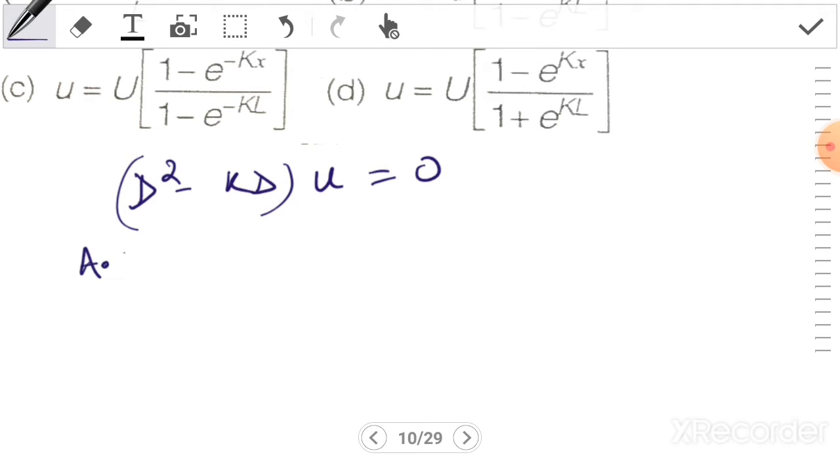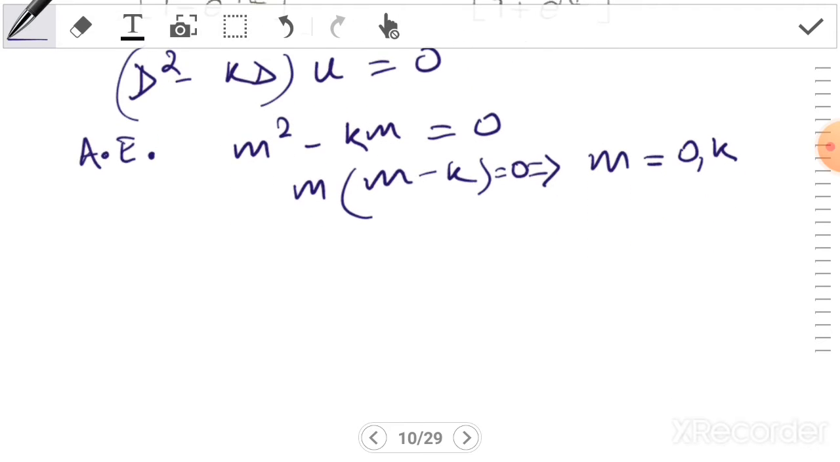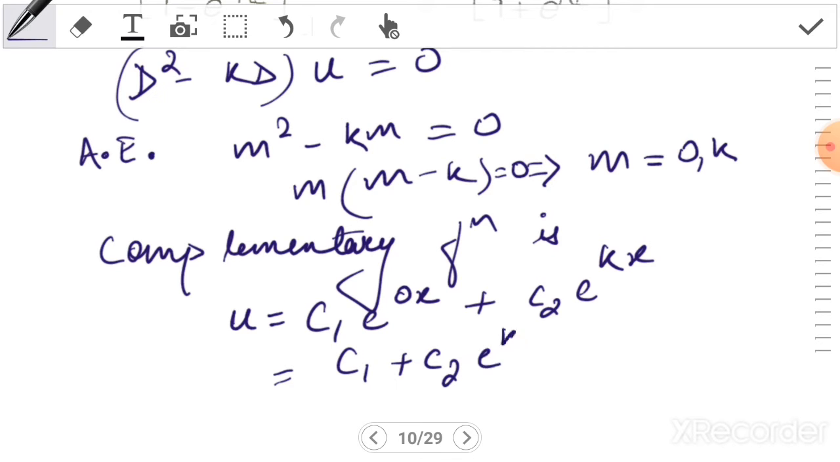So the auxiliary equation is m square minus km is equal to 0. So m is equal to 0 and k. So the complementary function is u is equal to c1 e power 0x plus c2 e power kx, that is c1 plus c2 e power kx.